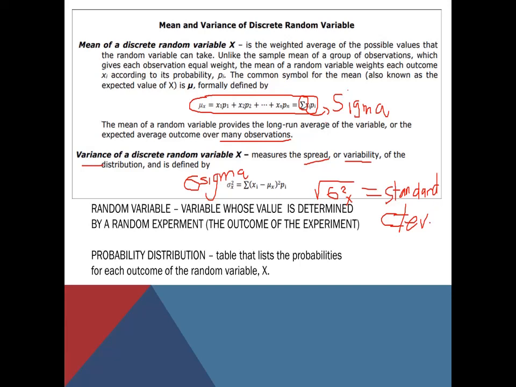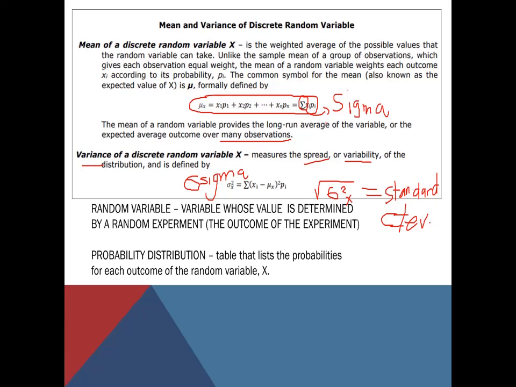Okay? So let's have here some terms and let's review what a random variable is again. When we say random variable, this is a variable whose value is determined by a random experiment. So, a variable in statistics is different from algebra. When we say random variable in statistics, this is the outcome of the experiment.